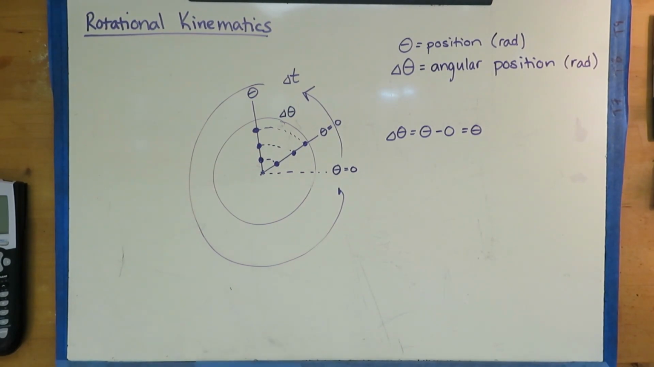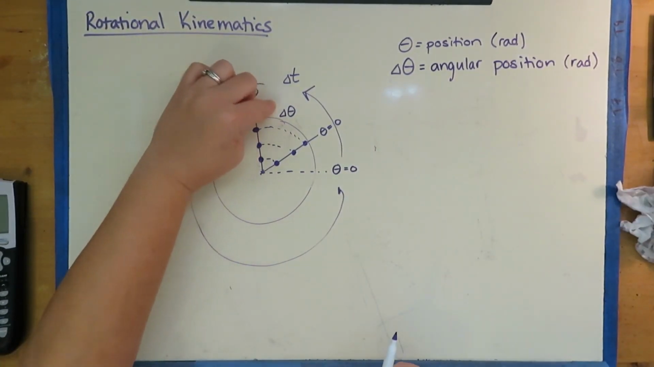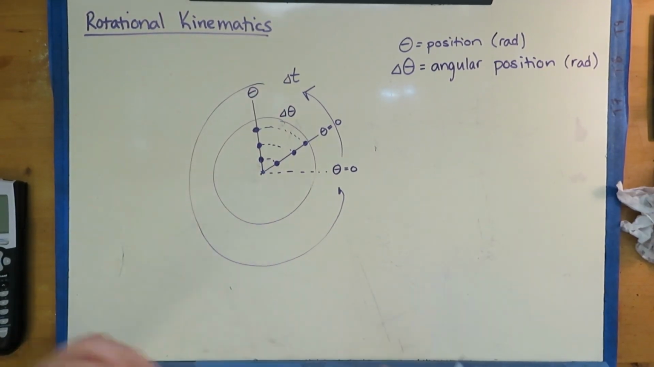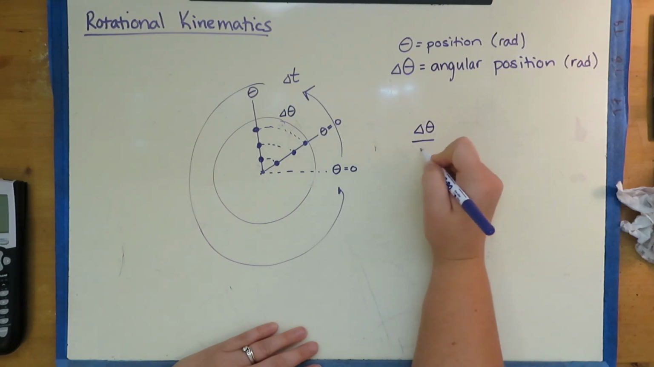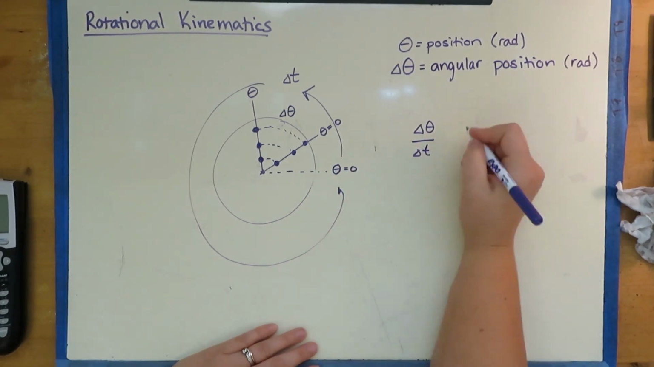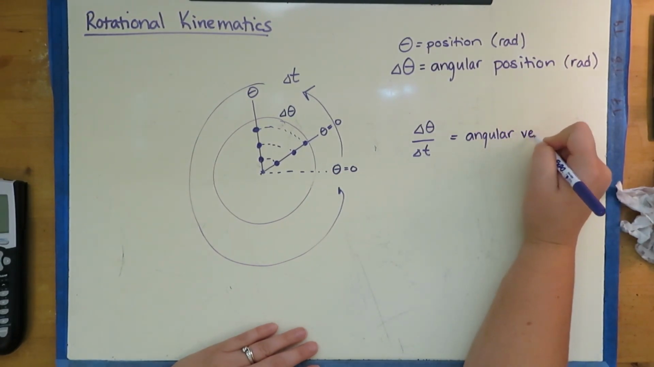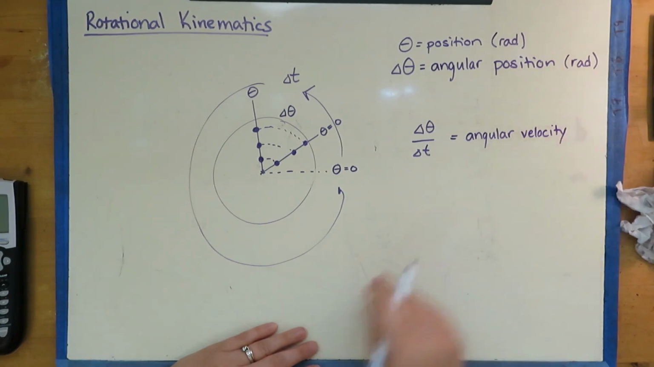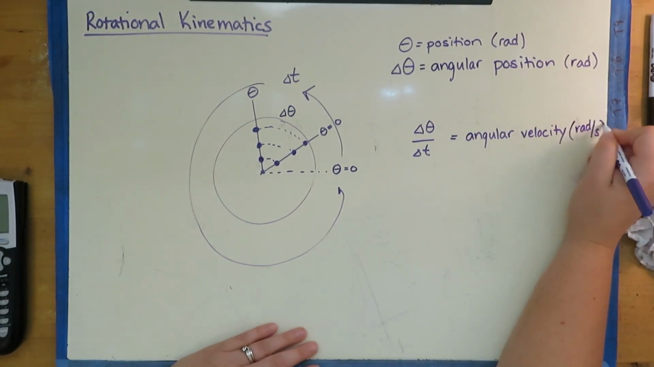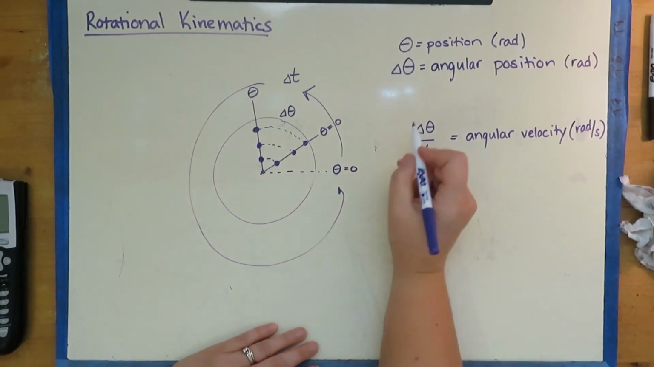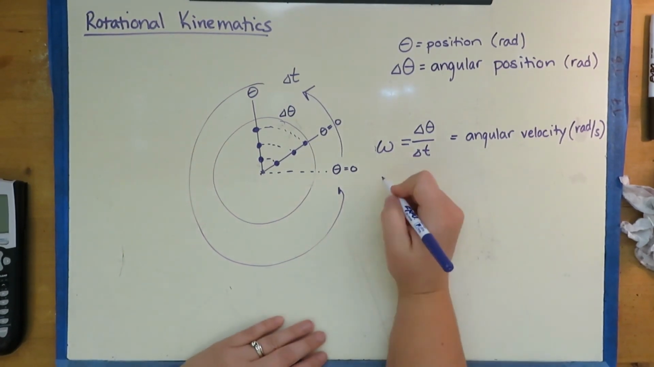So let's say that I travel through some delta theta in some amount of time. Well, the rate of change of position over time, delta theta over delta t, would be my angular velocity. It's the rate of change of theta over time. That angular velocity would have units of radians per second, because it's displacement over time, and we give that symbol the Greek letter omega.